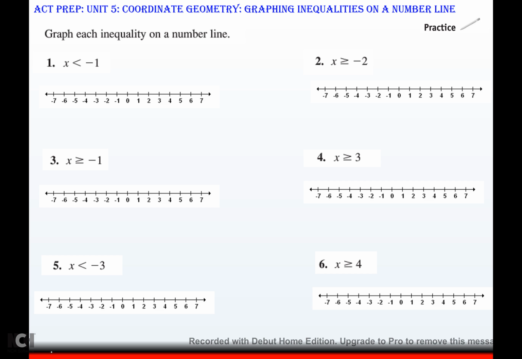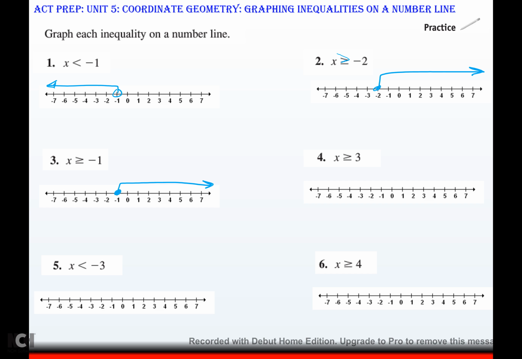Alright, so just a whole bunch more practice. We have x is less than, not including -1. So -1 gets an open circle, and less than means to the left. Number 2, x is greater than or equal to -2, so -2 gets a closed circle, and this wants everything bigger, so that would be to the right. 3, x is greater than or equal to -1, so -1 gets a closed circle because of the or equal to. This says everything bigger, which would be to the right.